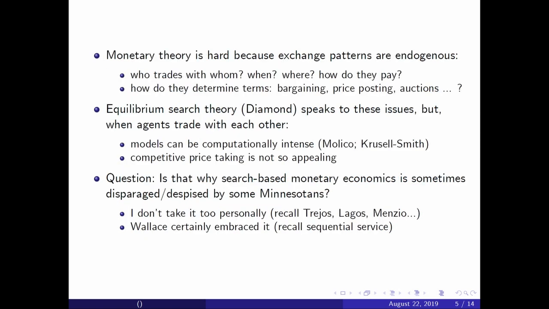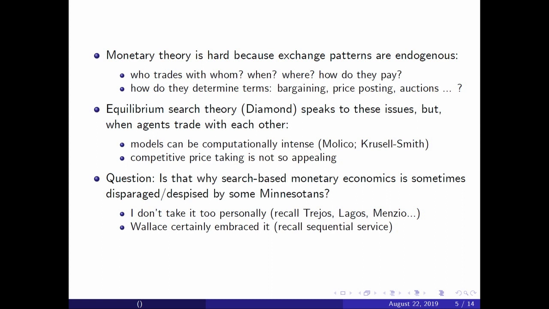So monetary theory is hard because these exchange patterns are endogenous. That's what you're after. You're after getting as an equilibrium, or sometimes a socially efficient solution to a mechanism design problem, exchange patterns. So we can know who trades with whom, when, where, how they pay, and how they determine the terms of trade? Bargaining, price posting, auctions. You can stick Walrasian pricing in there, but I don't know. It's not so obvious it's a good idea.